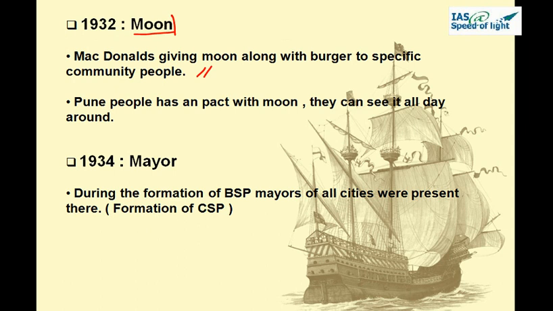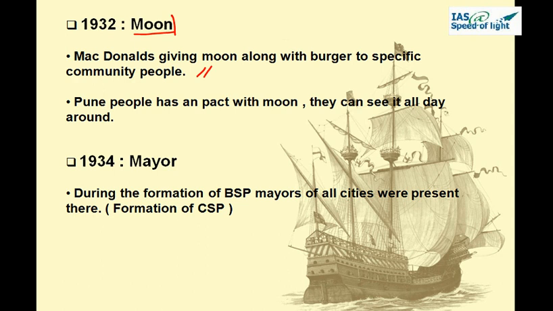So that is how they are distinguishing now at McDonald's. How are they distinguishing? By giving moon to specific people. So MN, that is 1932 moon, we are linking it with the McDonald's Communal Award. Pune people has a pact with moon.